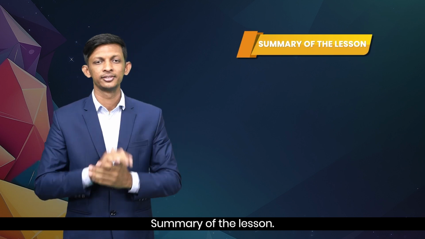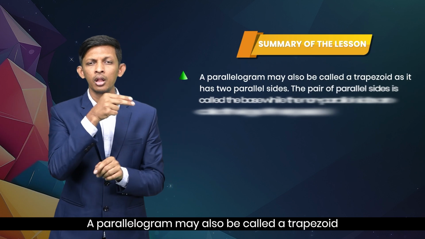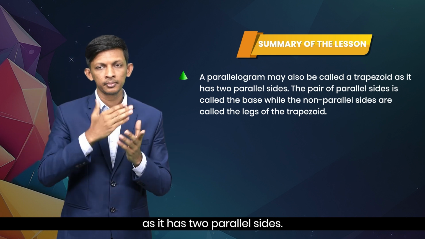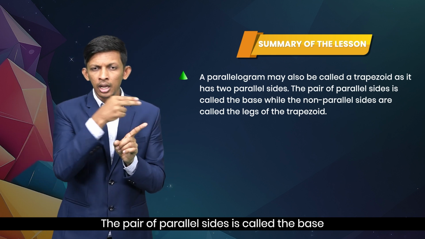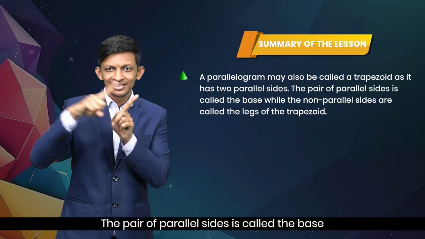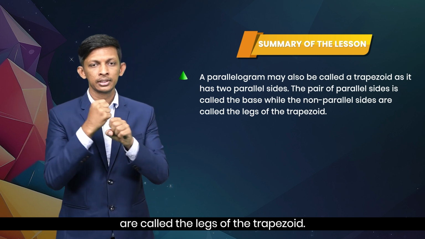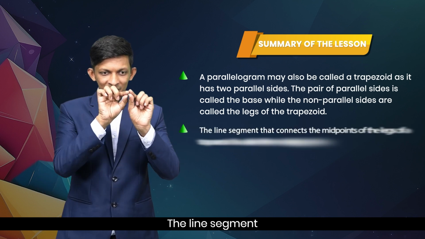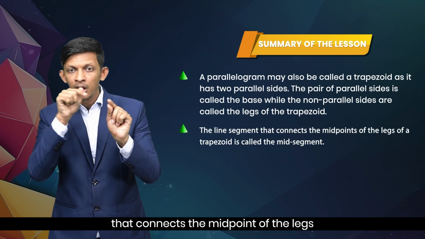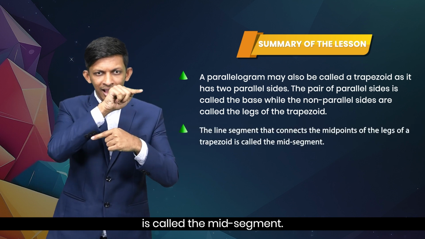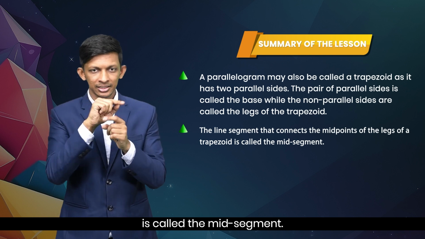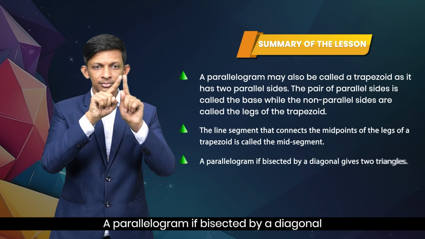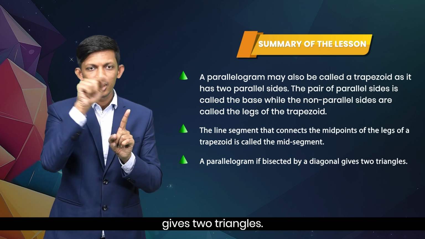Summary of the lesson. A parallelogram may also be called a trapezoid as it has two parallel sides. The pair of parallel sides is called the base, while the non-parallel sides are called the legs of the trapezoid. The line segment that connects the midpoints of the legs of a trapezoid is called the mid-segment. A parallelogram, if bisected by a diagonal, gives two triangles.